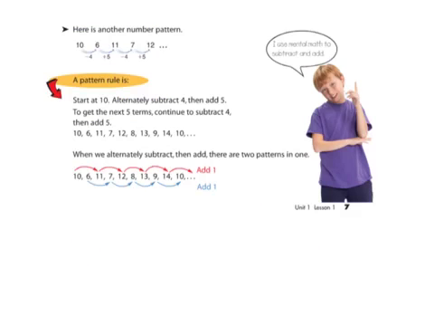Here we have another pattern. We are going from 10 to 6, 6 to 11, 11 to 7, 7 to 12. This one's a little bit tricky because it's getting smaller and then bigger and then smaller and then bigger, but after we look at it we can see it's predictable in how it's increasing and decreasing. It's minus 4 plus 5 minus 4 plus 5. So the rule for this would be start at 10 and alternating, so once subtract 4, then add 5. Alternating means back and forth.